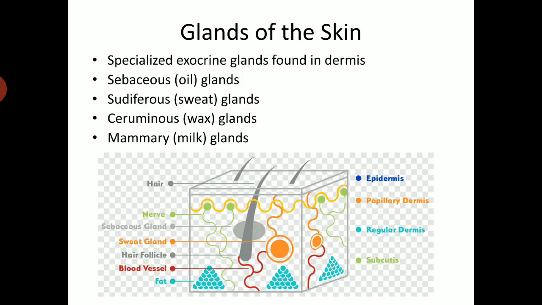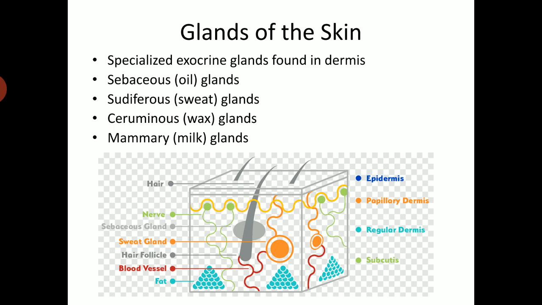Now we are going to see the different glands which are present. At the same time, the skin also consists of hair. Hair is a uniquely mammalian feature. No other animals have hair on their body. The developing epidermis invaginates into the dermis to form the hair follicle.